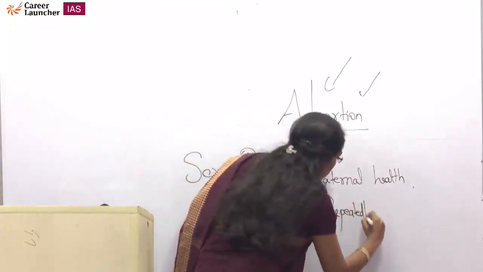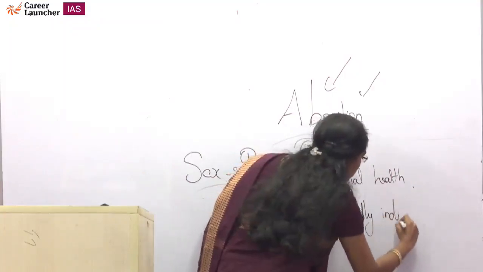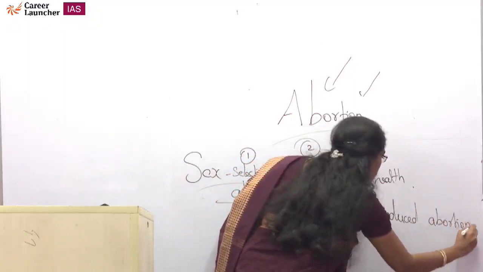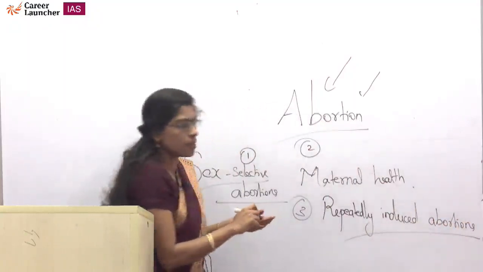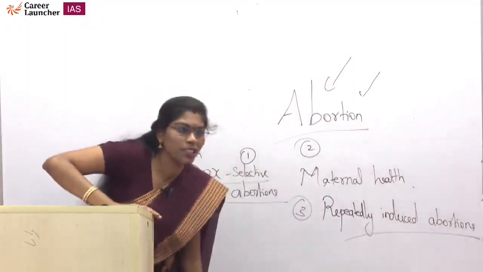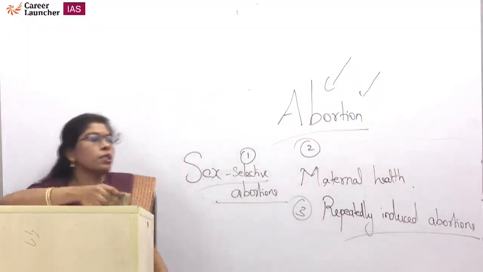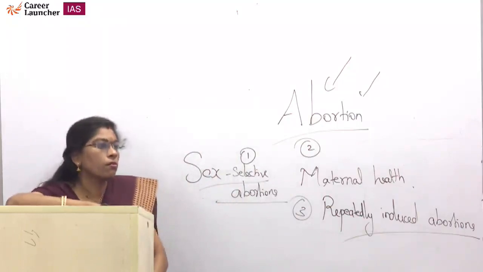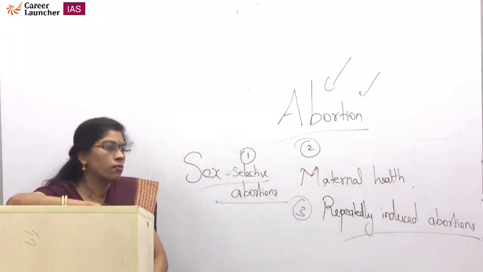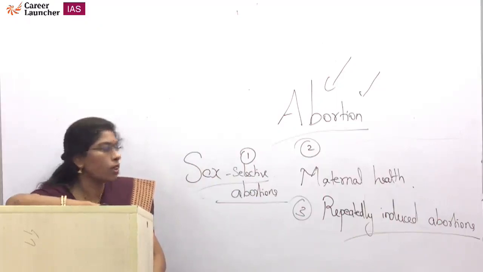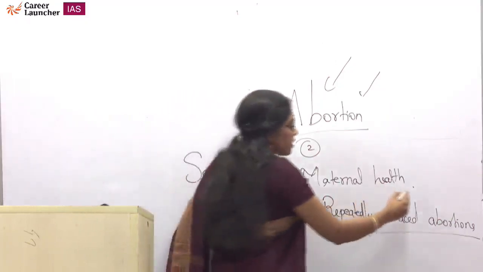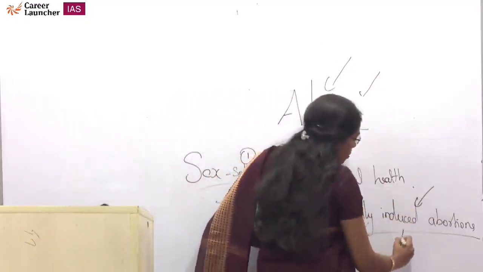Repeatedly induced abortions. What is the meaning of this? Is it about the family pressure? You are saying the causes, the reasons for repeatedly induced abortion. So what is repeatedly induced abortion? It is not voluntary, in the sense the mother doesn't want to undergo it, but there is some kind of familial pressure or pressure from the husband or some relatives. So she is saying the reasons for undergoing repeatedly induced abortion.